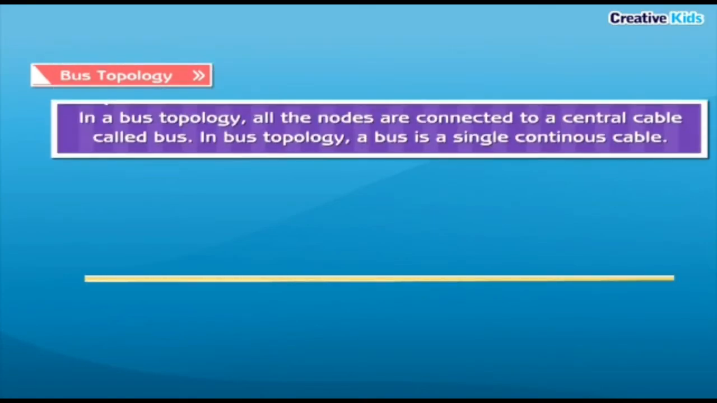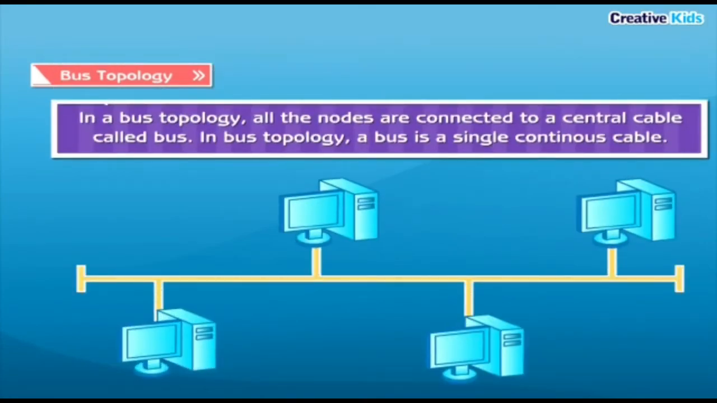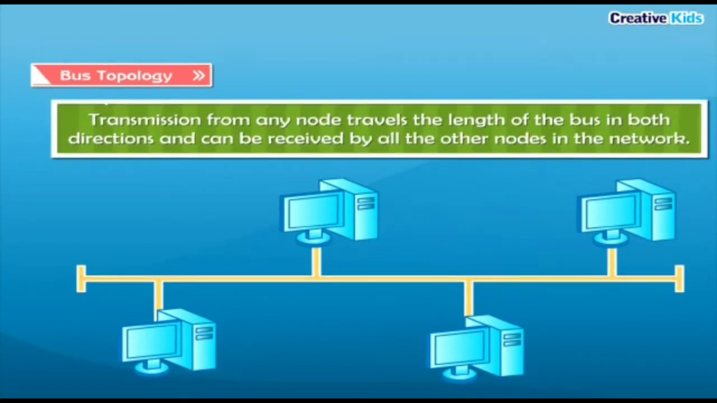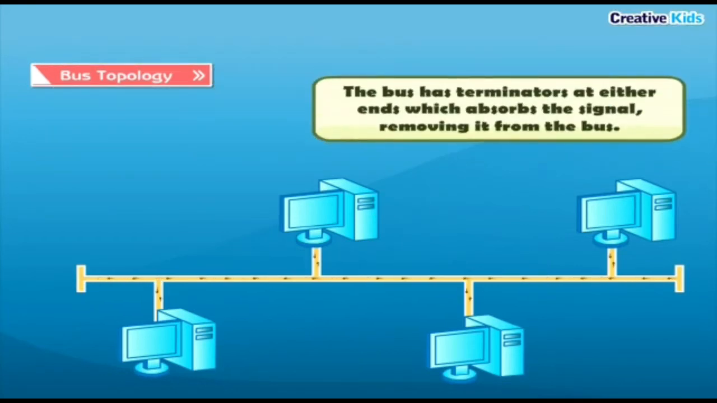Bus topology. In a bus topology, all the nodes are connected to a central cable called the bus. In bus topology, a bus is a single continuous cable. Transmission from any node travels the length of the bus in both directions and can be received by all the other nodes in the network. The bus has terminators at either end, which absorb the signal, removing it from the bus.